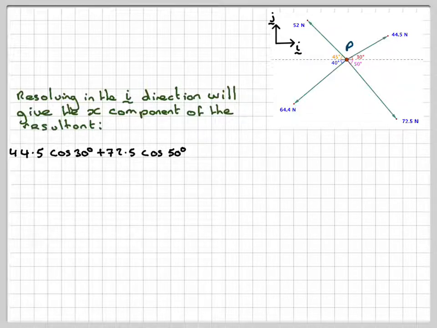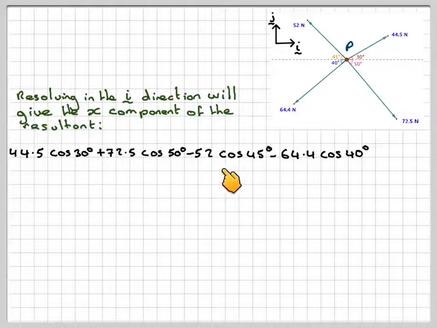52 cos 45, but that's acting in the opposite direction, so we need to subtract that, and then we've got 64.4 cos of 40, again that's acting in the negative direction, so we'll need to subtract that. Now if we work this out on our calculator, we get something like 0.996, so to 1 decimal place that will be minus 1.0.